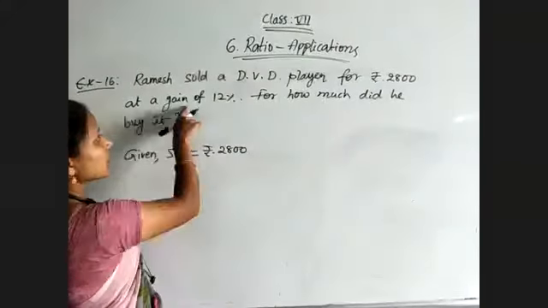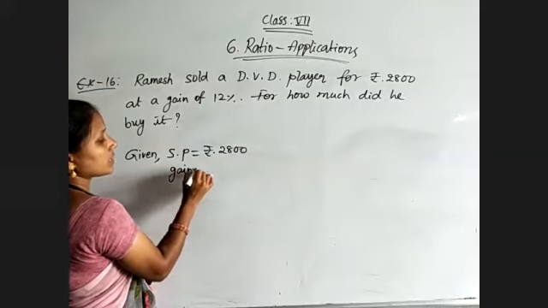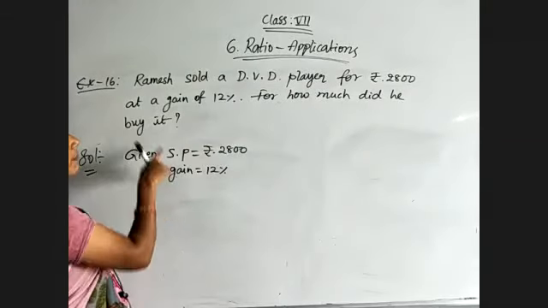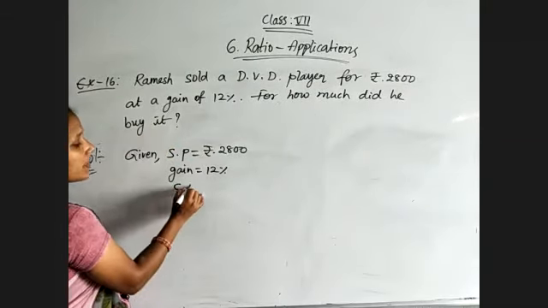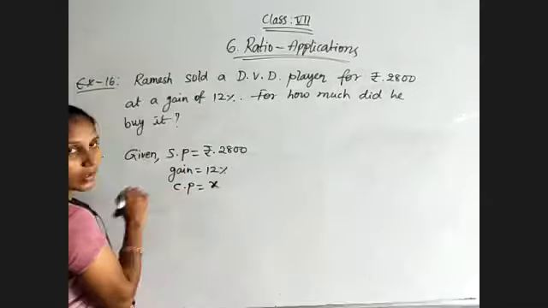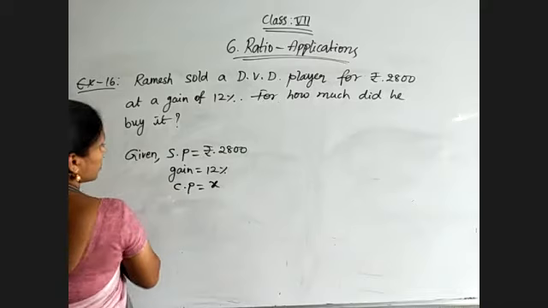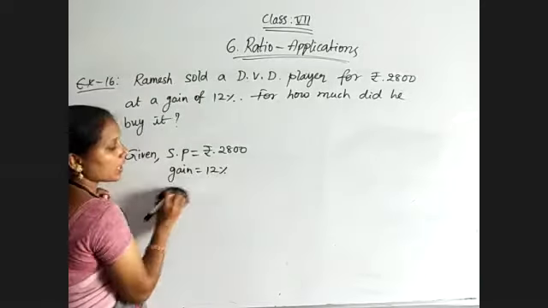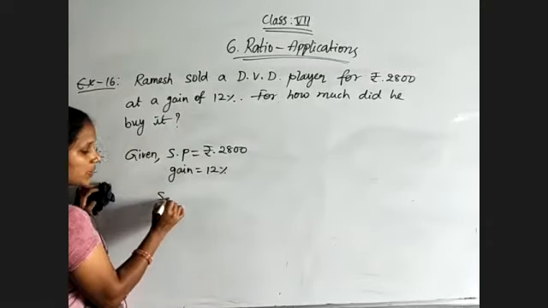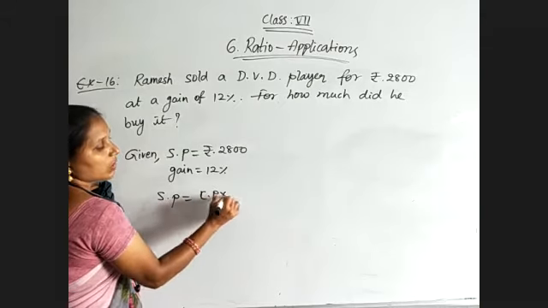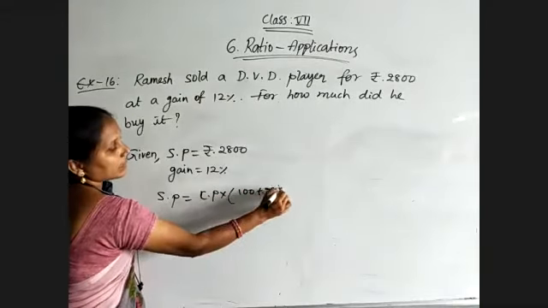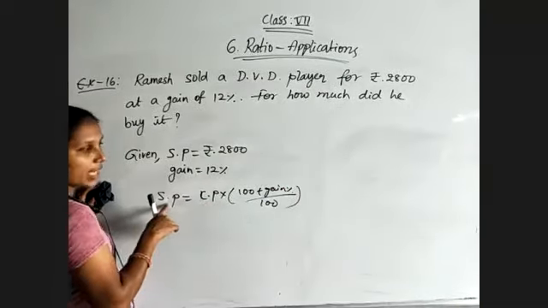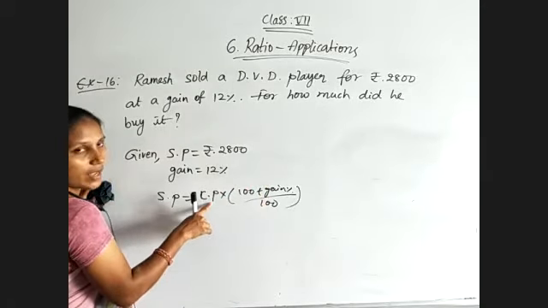Then gain percent is equal to 12%. For how much did he buy it? Buying amount is being asked. That is CP equal to how much they are asking. We need to find out CP. And related to this CP, gain percentage, SP and CP, which formula is related? Just now whatever we have used, SP is equal to CP into 100 plus gain percent by 100. Substitute all the values, find out CP value. SP we have, gain percentage is there, find out the unknown value CP.